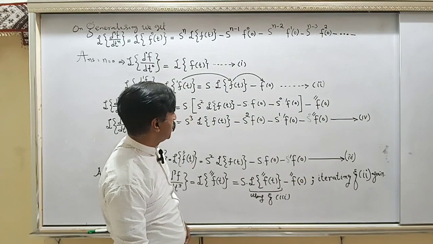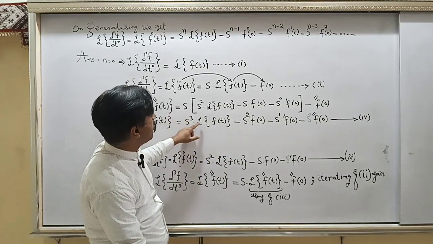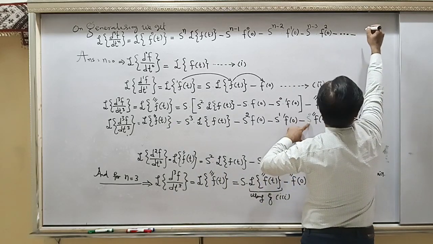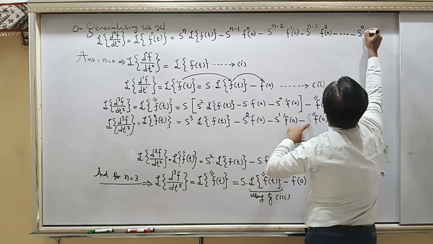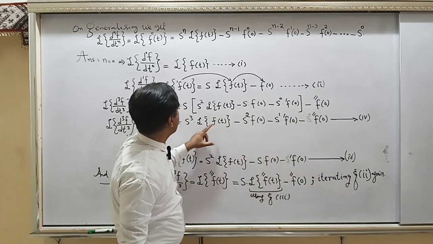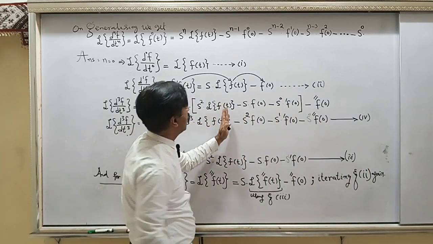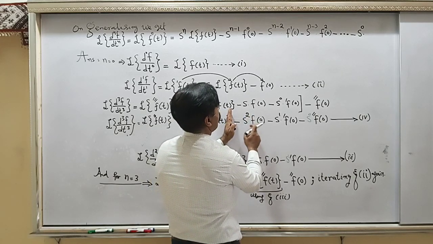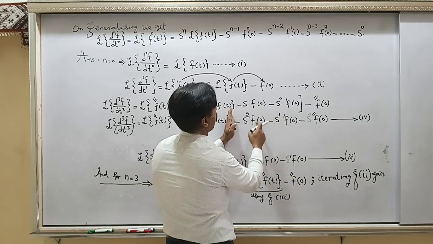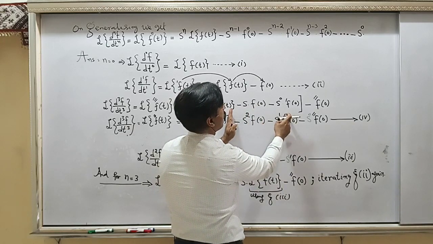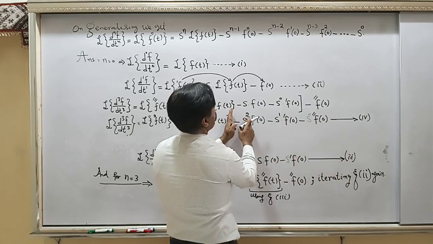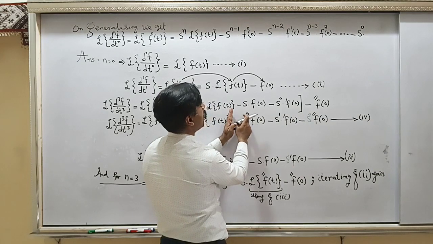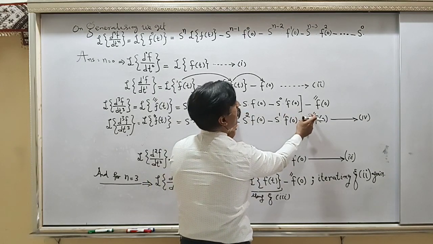And what will be the last term? The exponent of s keeps on reducing and goes to 0. The same will happen over here. The exponent of s keeps on decreasing to 0. Look from here: the derivative is 0, derivative is 1, derivative is 2. So the derivative increases to 2 and the exponent of s decreases from 2 to 0.